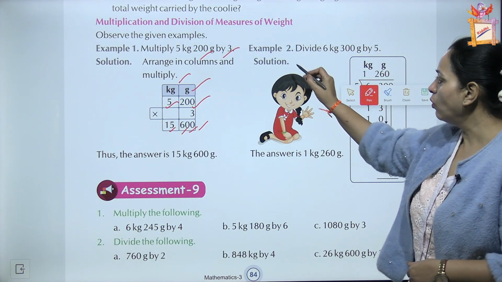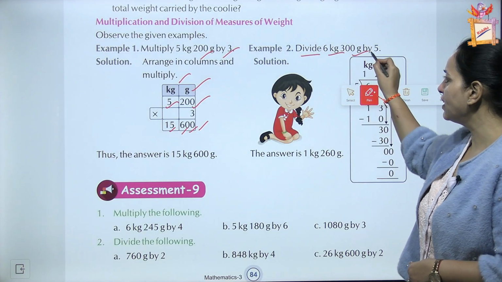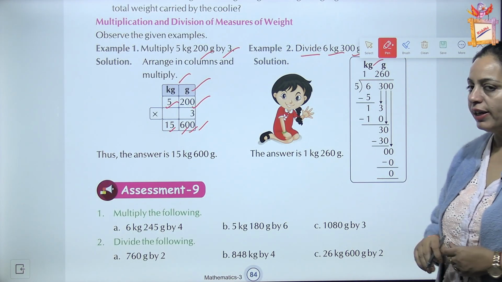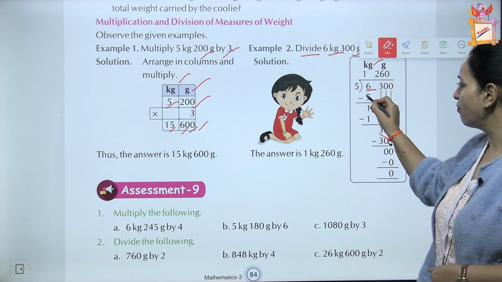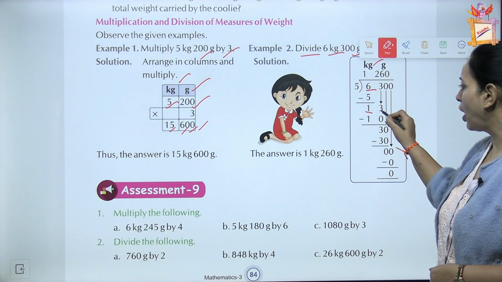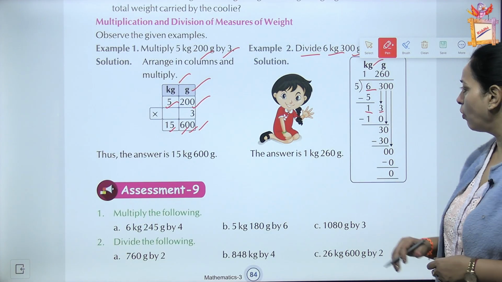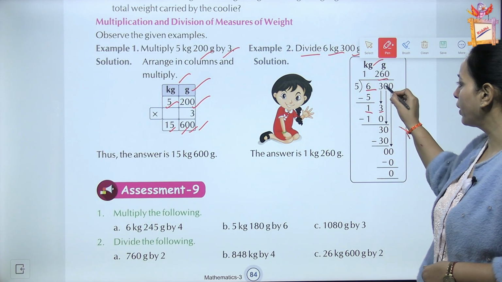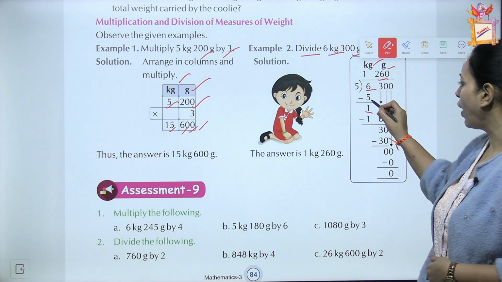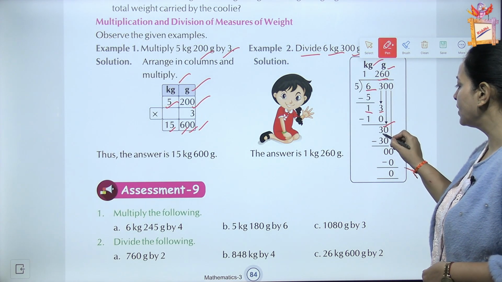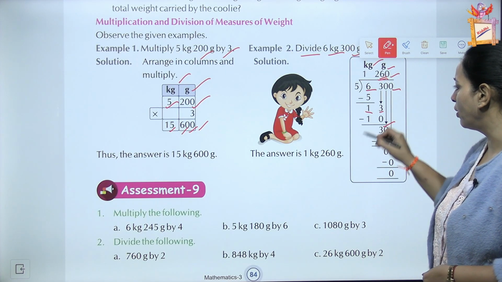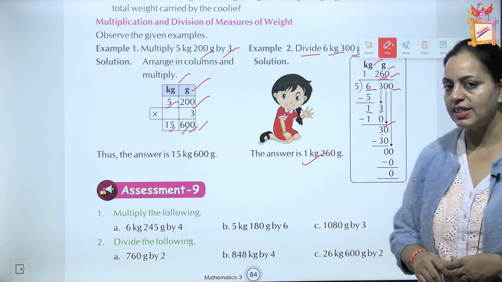ऐसे ही now example 2, divide 6 kg 300 gram by 5. So kg and gram के column बना लेंगे. So first 6 kg, 5 1s are 5 here, then subtraction 1 here, now 3, bring down 13 बन जाएगा. Now gram part starts, so it will be down the gram. So 5 2s are 10, now minus 3 here, 5 6s are 30 and 0 left, so 0 here. So 1 kg 260 gram.